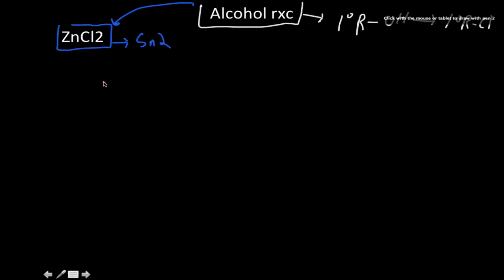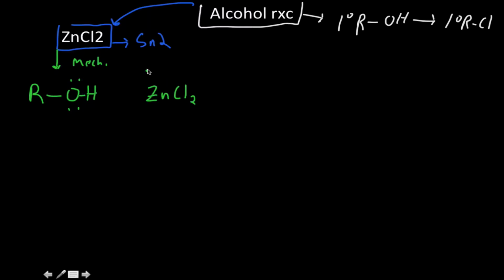So let's get into the reaction mechanism here. Okay, so we have ourselves a primary alcohol. Here are the lone pairs on that alcohol. And we have zinc chloride, and remember that this is a Lewis acid. Okay, red. I don't know why I always want my electron pushing arrows to be red. So the lone pair on the alcohol is going to be attracted to the zinc.